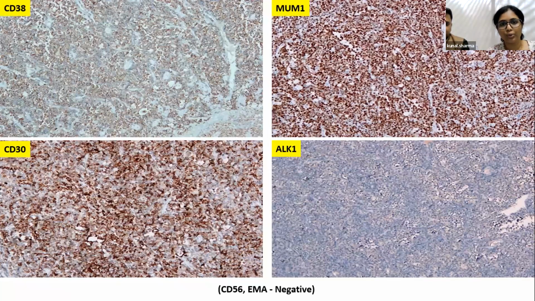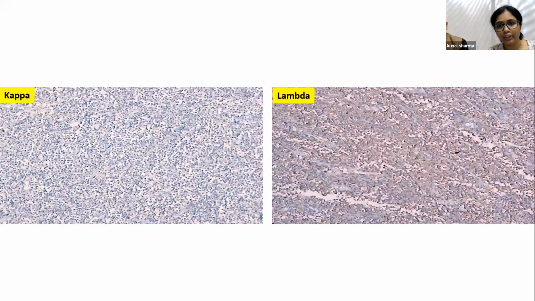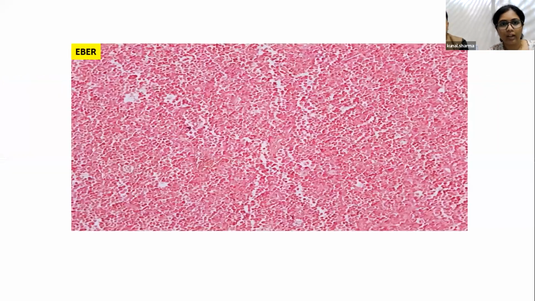Let's move on. We did OCT2 and BOB1. OCT2 was negative and BOB1 was diffusely positive. We also did light chain restriction markers where kappa was negative, lambda was weakly positive. And then we did EBER-ISH, and EBER-ISH came out to be negative.